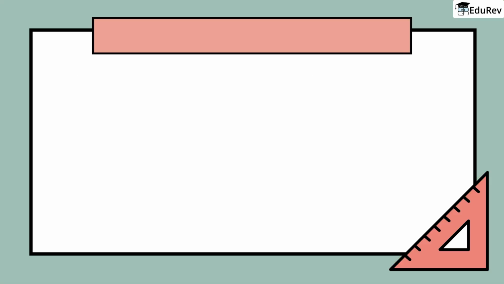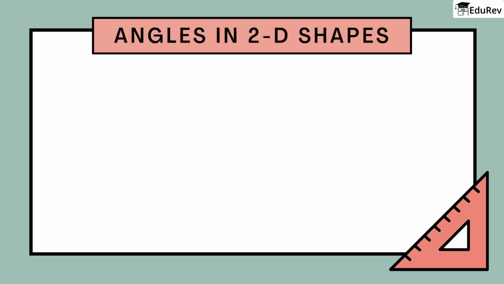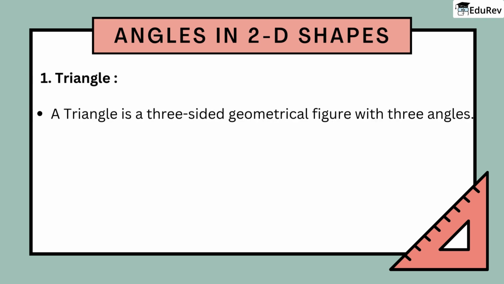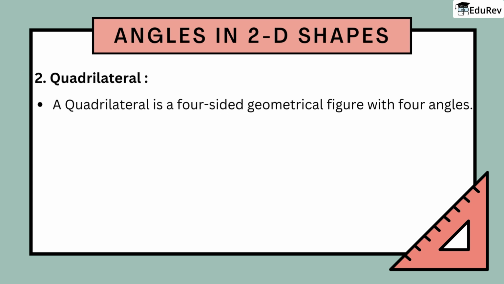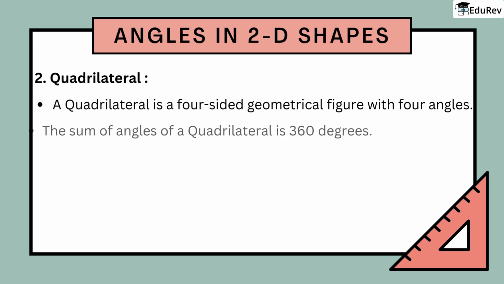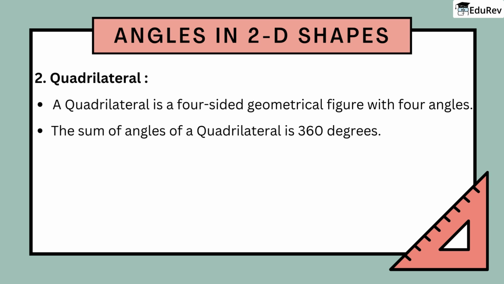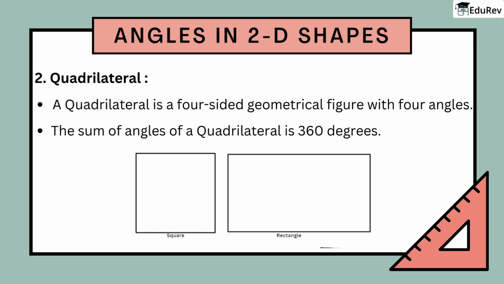Now let's talk about angles in shapes. A triangle is a three-sided geometrical figure with three angles. The sum of angles of a triangle is 180 degrees. Next, a quadrilateral is a four-sided geometrical figure with four angles. The sum of angles of a quadrilateral is 360 degrees. Examples include squares and rectangles.